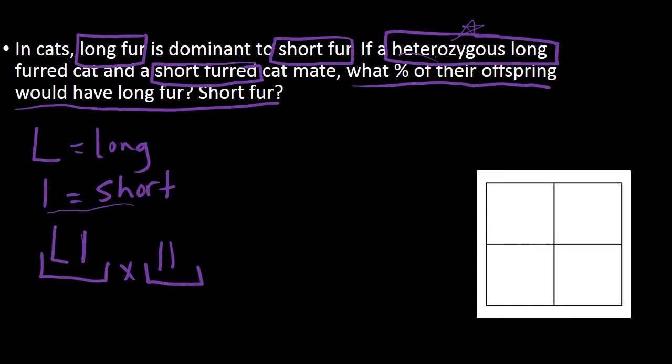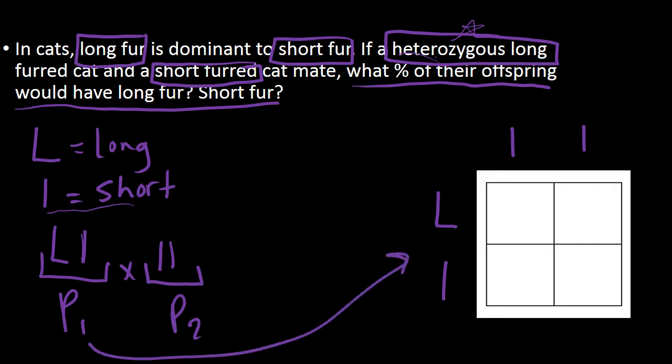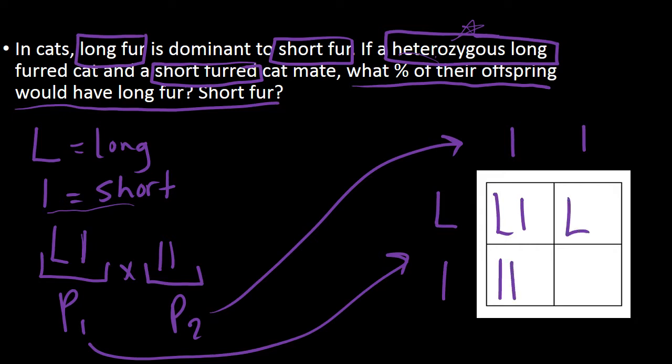Okay, so now that I've written down my parents, I'm going to go ahead and set up my Punnett square. I separate my letters out, one for each box. So parent number 1, parent number 2, I wrote parent number 1 right here, parent number 2 up here at the top. Go ahead and fill in your Punnett square. And now that we've filled in our Punnett square, let's go back to our question to actually answer it.